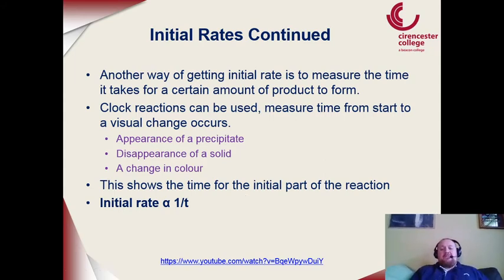If you think about it, the initial rate is going to be proportional to 1 over the amount of time that you've done it for. So initial rate is proportional to 1 over time. That is what that alpha type symbol means. It should have little tails on it as well, but PowerPoint is a little bit restrictive in what we can do about that.